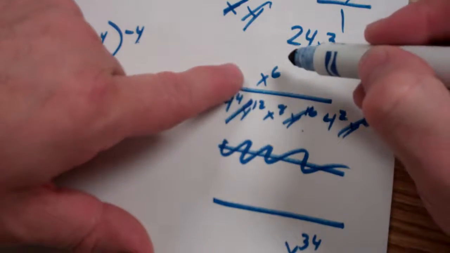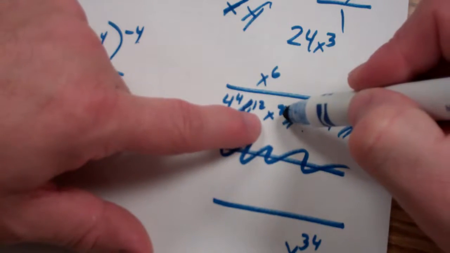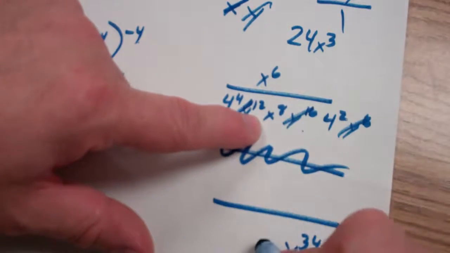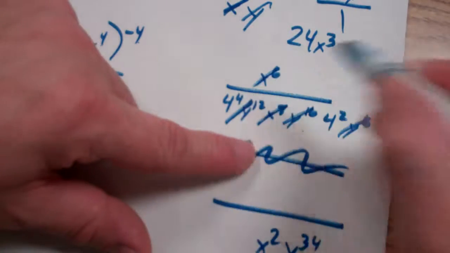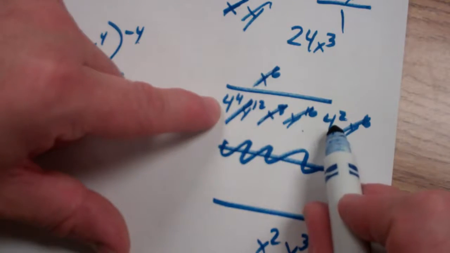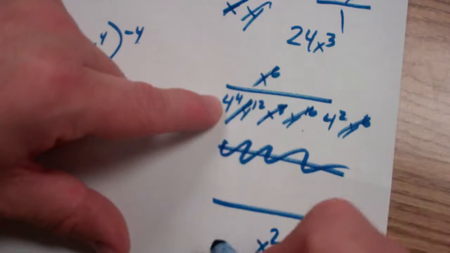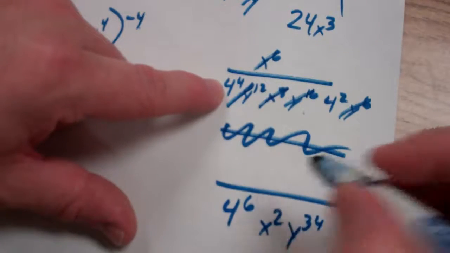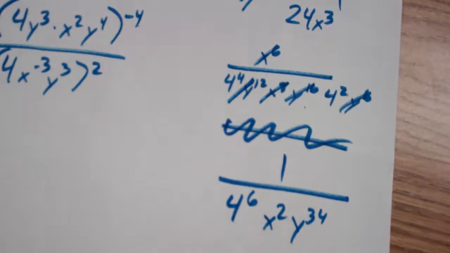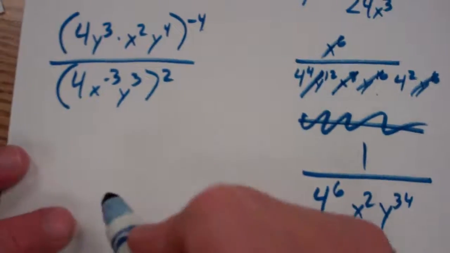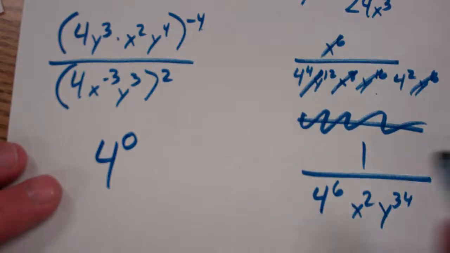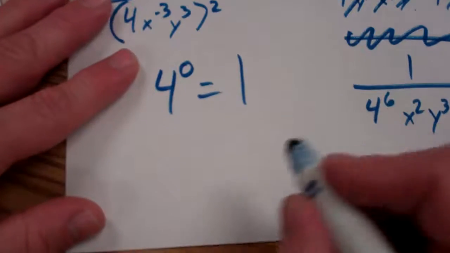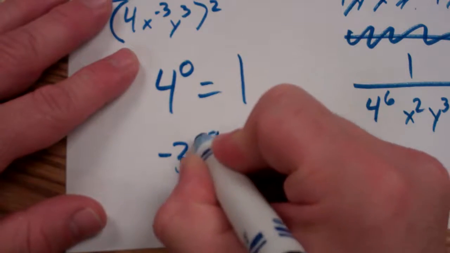I have 6 x's on the top and 8 x's on the bottom, multiplied together. So once again, I'm going to subtract. I'm going to end up with 2 x's on the bottom. And then I have 4 4's and 2 4's on the bottom, so I can add that and get 4 to the 6th power. And since I need to keep that on the denominator, I put a 1 up top, and we have it simplified. Next one is 4 to the 0. Anything to the 0 power is 1. Don't put 0. And then negative 3 to the negative 8th power.